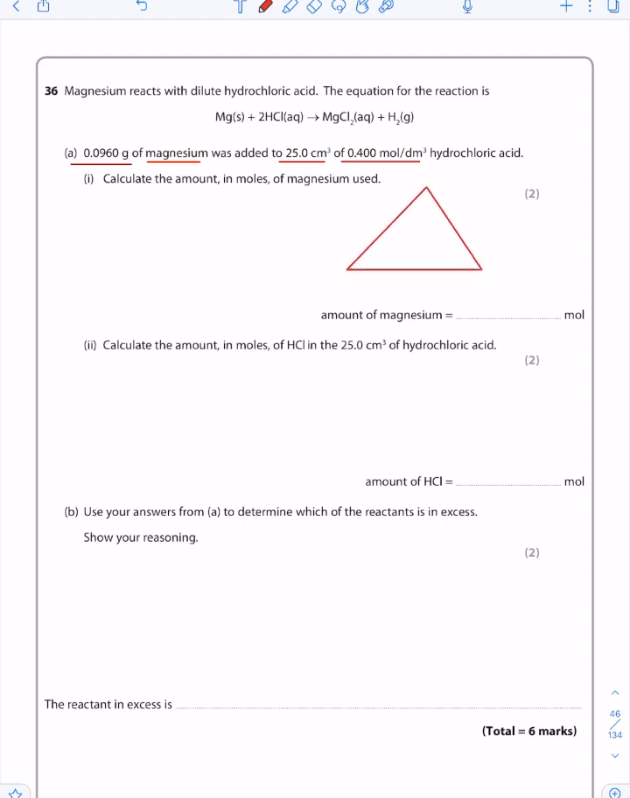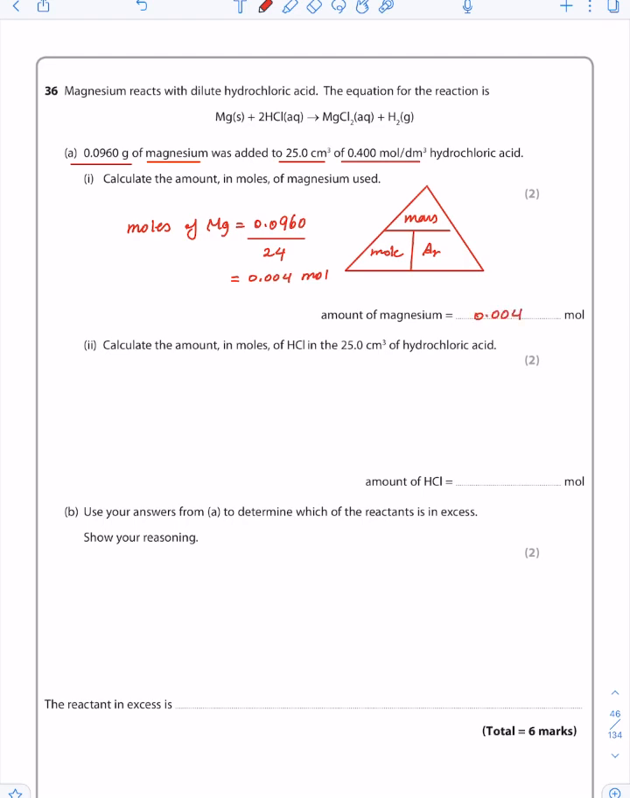طيب القانون اللي هنشتغل بيه moles equal mass over AR. يبقى هنا المولز is equal to mass over AR. يبقى المولز of magnesium is equal to 0.0960 ده اللي هو الماس over ال AR اللي هو كام؟ اللي هو 24. طيب 0.0960 divided 24 يديني 0.004 مول. 24 دي اللي هي الاتوميك ماس اوف ماجنيزيوم من البريودك تيبل. طيب يبقى هنا 0.004 moles.